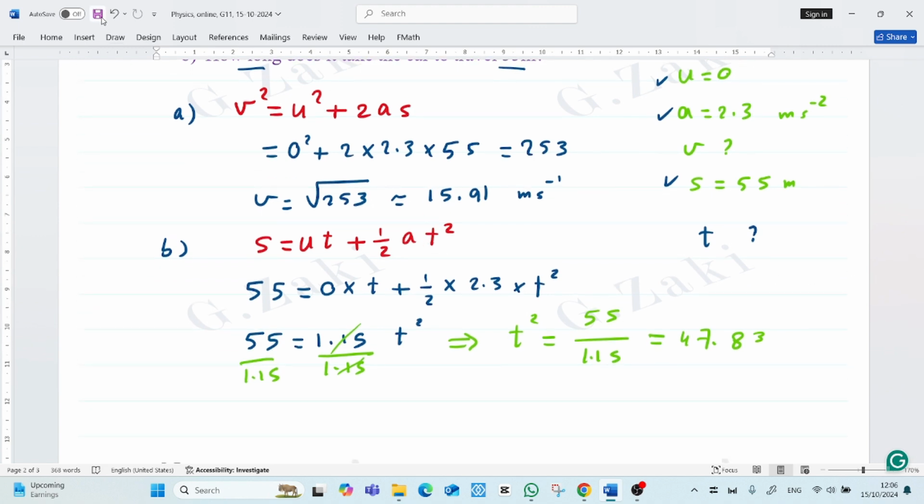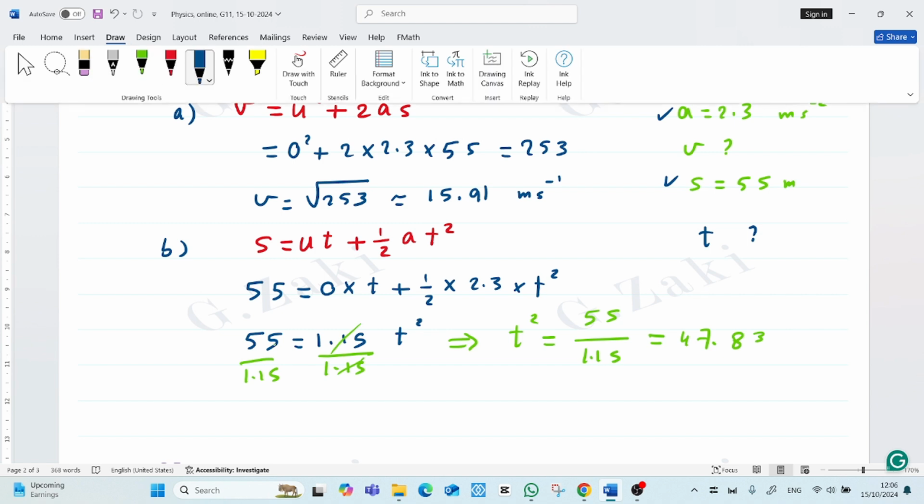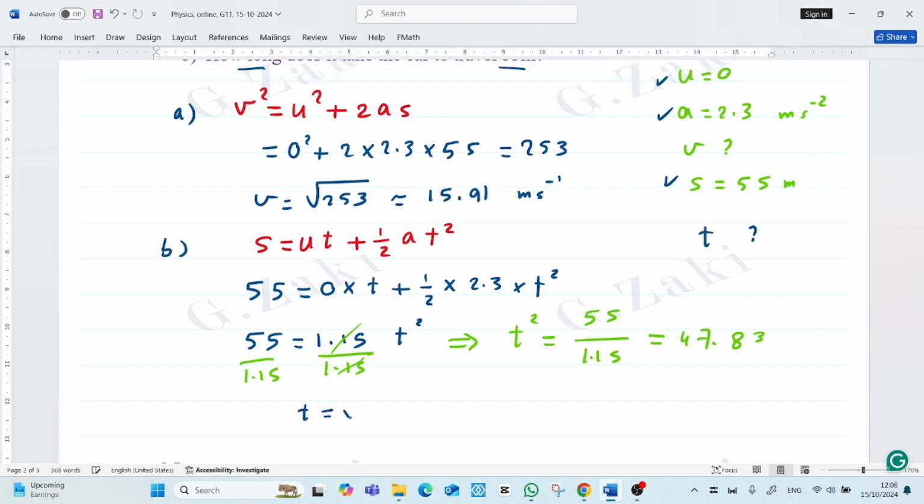This is T squared. You need T. Also, we take the positive value. We don't write plus or minus because T must be positive. 47.83. Then square root of the answer. So the time is 6.92 seconds. So the time is 6.92 seconds.